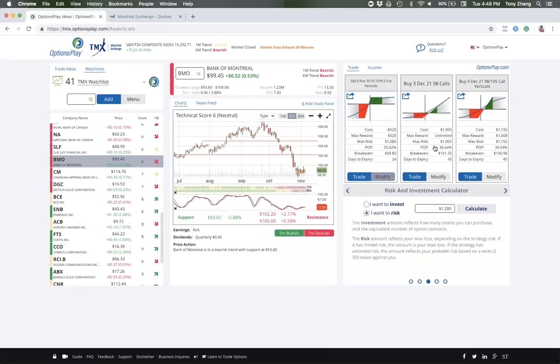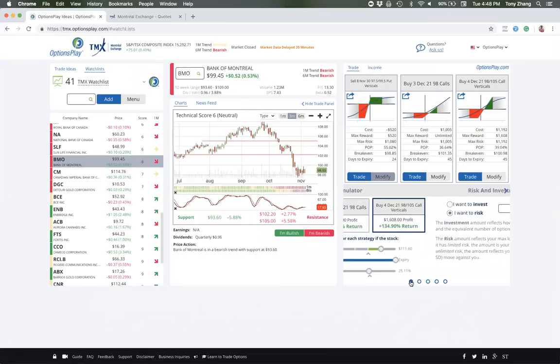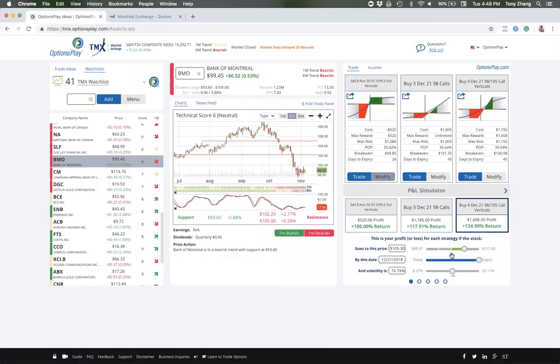Okay, let's do $1,200. So now I have roughly about $1,000 risk across the 3, so they're very similar. Here I can sell 8 contracts of the call credit spread. I can buy 3 contracts of the call or 4 contracts of the debit spread. Each one of these gives me roughly about $1,100 worth of risk. And now I want to compare these 3 strategies depending on where I think BMO is going to go.